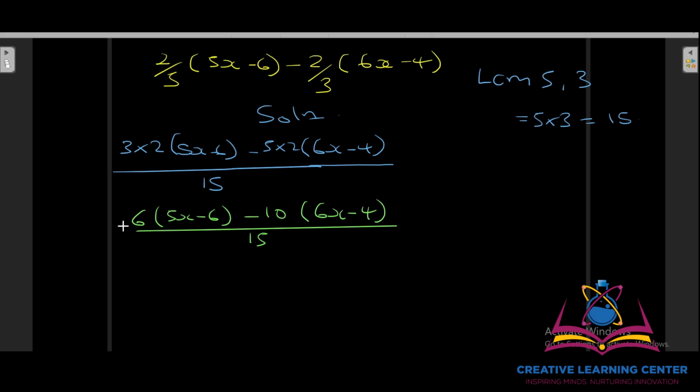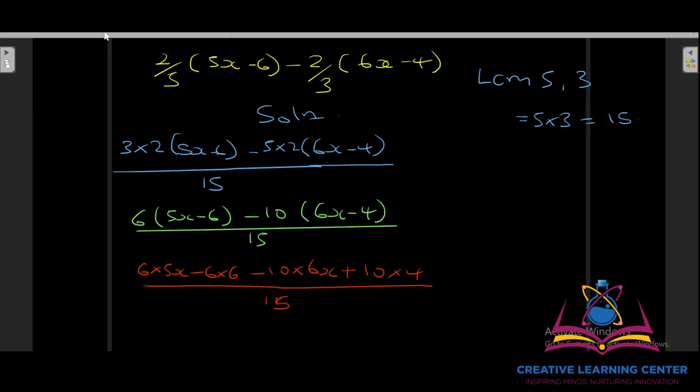We said the number outside the bracket has to multiply each and everything inside the bracket. Therefore, here we are going to have 6 times 5x minus 6 times 6. You subtract off, this is a negative 10, then it's going to multiply with 6x. A negative and a negative becomes a positive. Therefore, I'll have 10 times 4. This will be out of 15, which is our LCM.